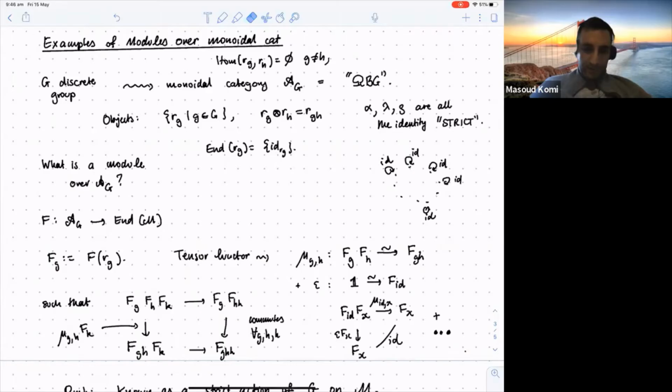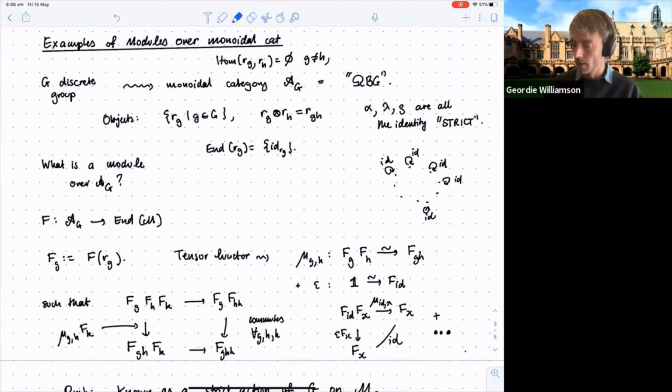That's a fact. But not every monoidal functor. So, in any case, what you want, I guess, is just a monoidal functor in the classical sense of the word. Yeah, just a non-strict monoidal functor.